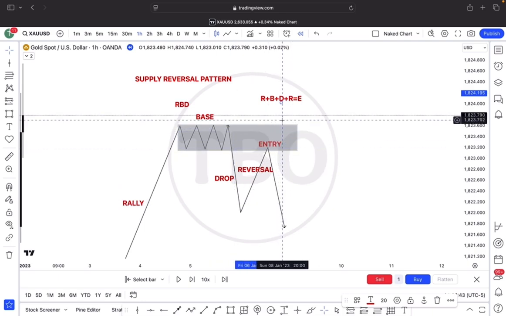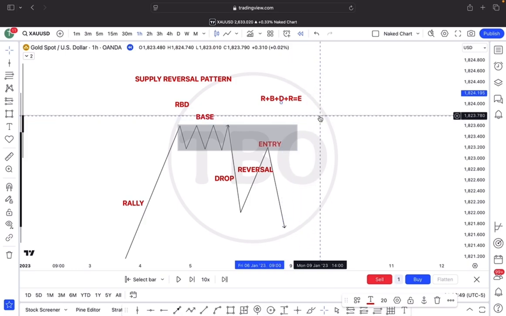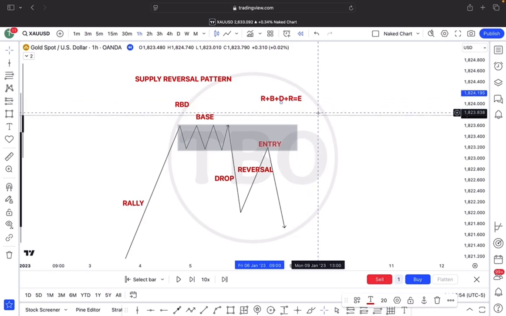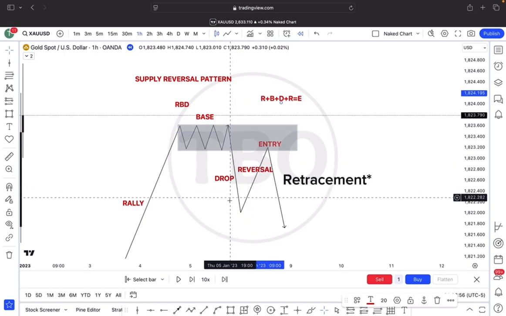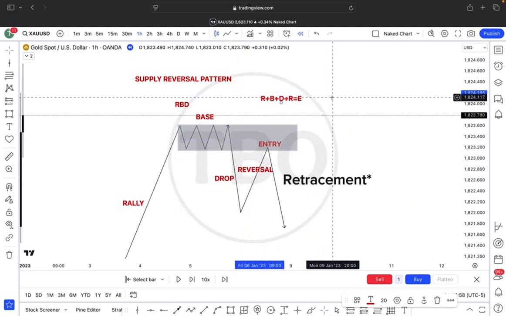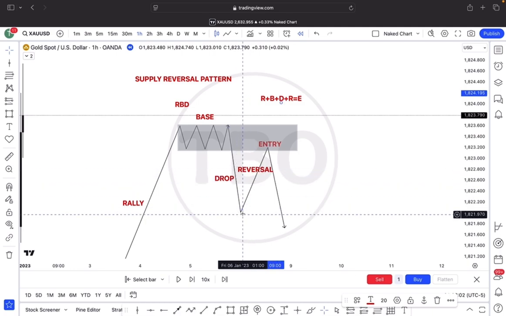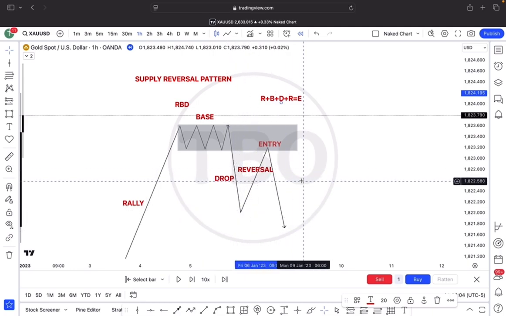But what I do, right? I make sure that I take note of everything that it's doing, right? Because these are important, right? Because without a reversal, we cannot get an entry, right? Don't get me wrong. Some people can enter somewhere down here, but it's going to turn around.